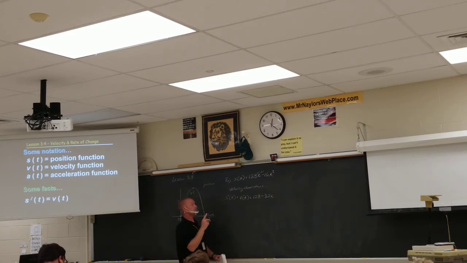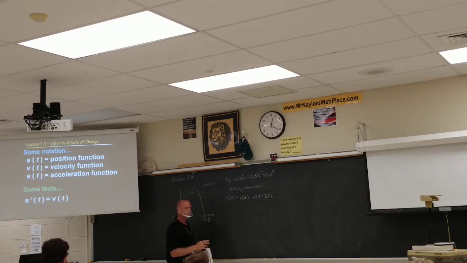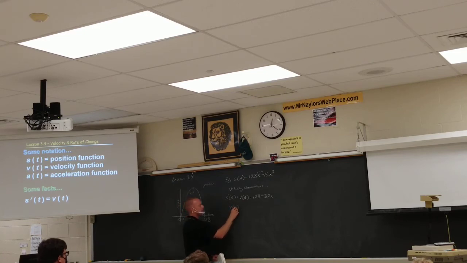Okay, now the cool thing is that derivative is the velocity equation. So let's make some velocity observations. I was just mentioning over here that at t equals 0, we should have the fastest velocity. So let's find out what the velocity is at 0.